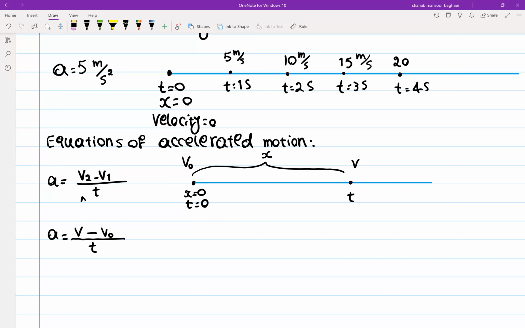Now let's multiply. I want to multiply a and t. If you multiply it, it is v minus v0 equal to at. Therefore, from here, v equal to v0 plus at. This is the equation of velocity for accelerated motion. Very important.